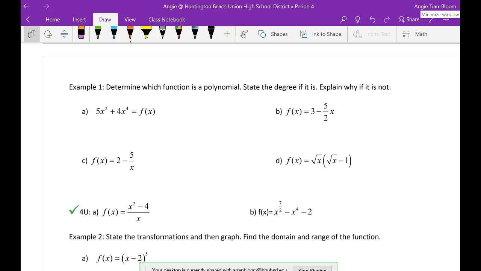Okay, determine which function is a polynomial. State the degree if it is. Explain if it's not. Okay? What's a polynomial? It's a function. What kind of function? What does it have to be called a polynomial?